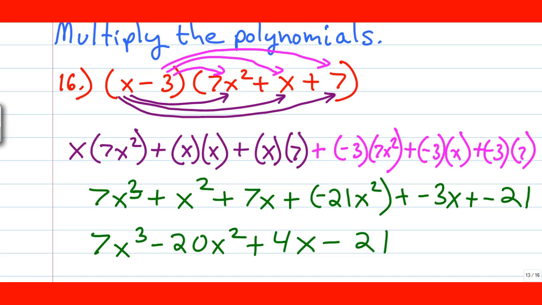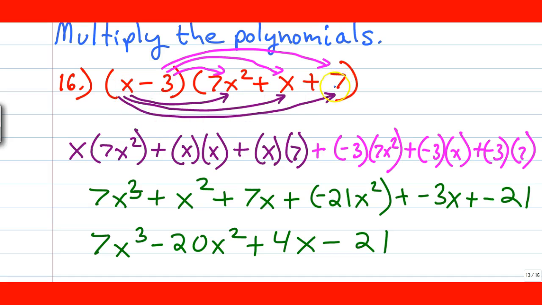Question number 16 reads, multiply the polynomials. So this is going to be similar to the previous one. I'm going to make sure that the first term here distributes to every term in the second polynomial. So I'm going to take that x and multiply it to that 7x squared. I'm going to take the x and multiply it to the x. I'm going to take the x and multiply it to the 7.